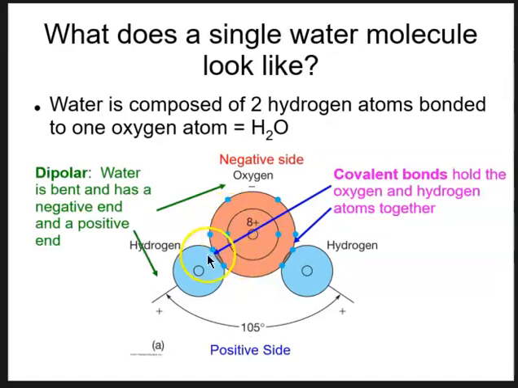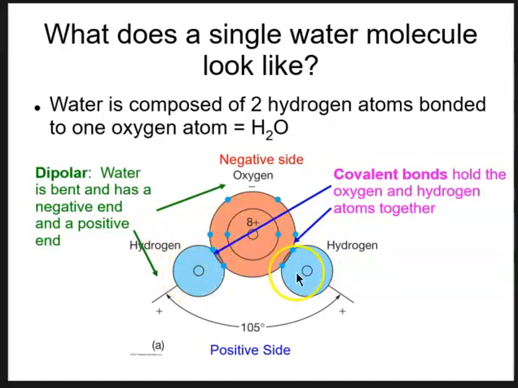Basically, water has a bent structure, right? The hydrogen atoms are not attached to the oxygen atom in a straight line. Instead, they're attached towards one end. They're both attached on the same end, towards the bottom of the oxygen atom. So this gives the water molecule a bent structure rather than being in a straight line.